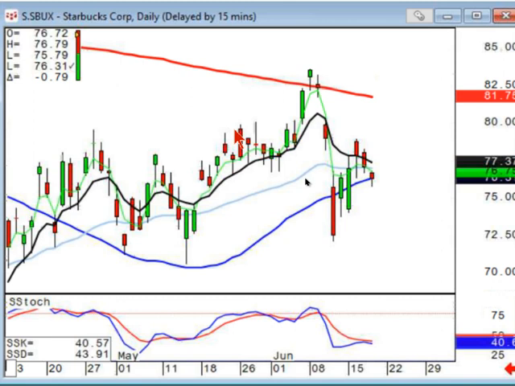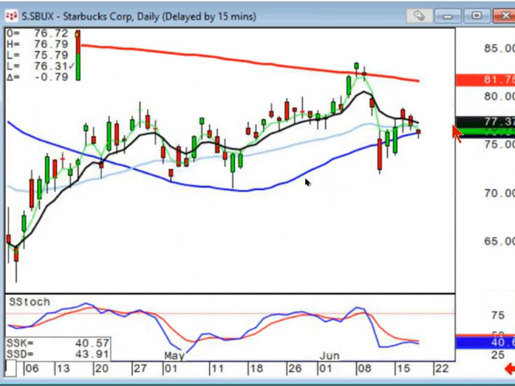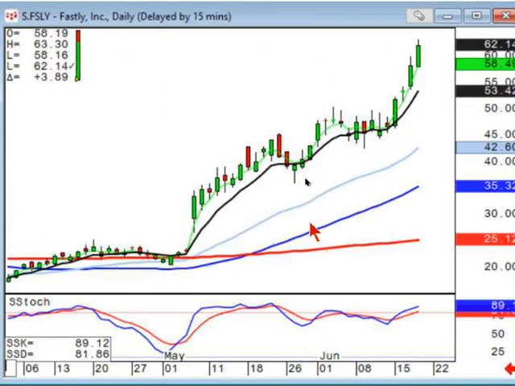Starbucks, probably wouldn't go short. It's just an ugly chart, but it's not showing any great weakness. Yeah, it wouldn't be one of my first choice is to go short. Basically, I wouldn't be long or short that one.